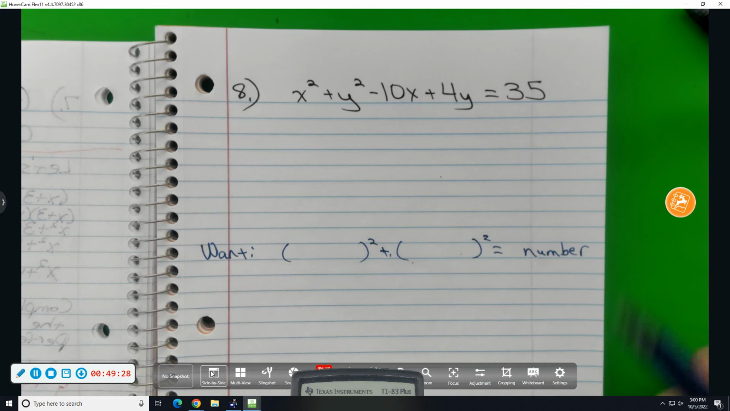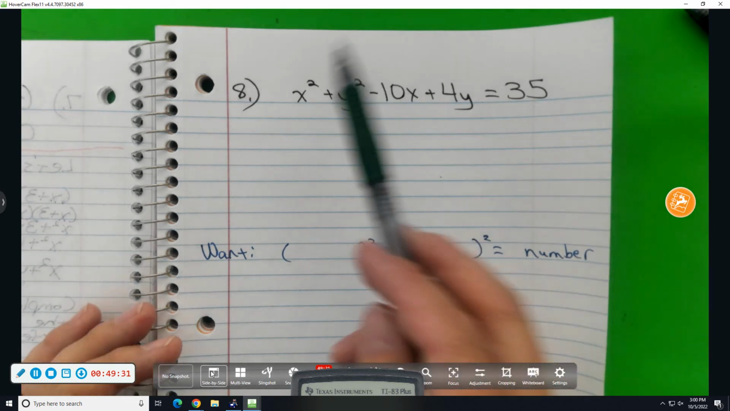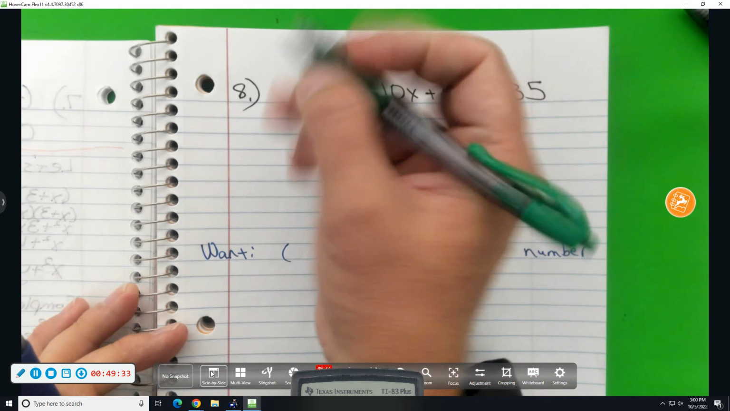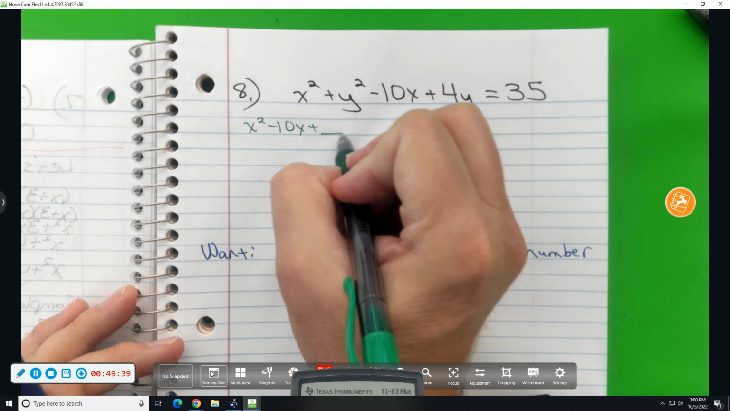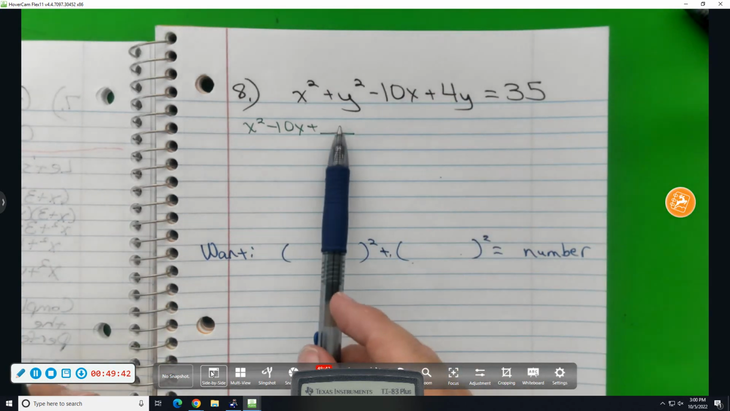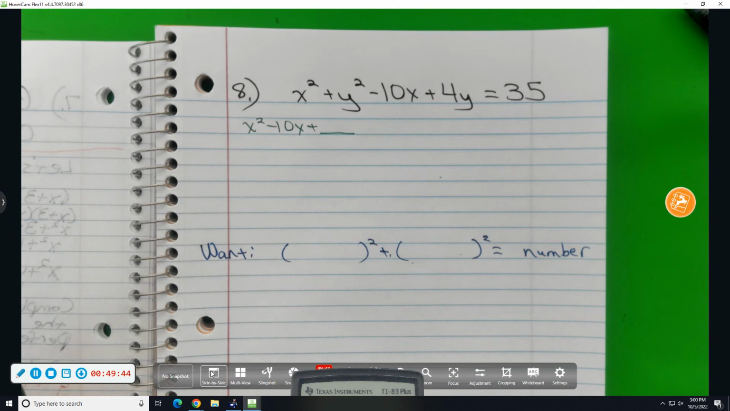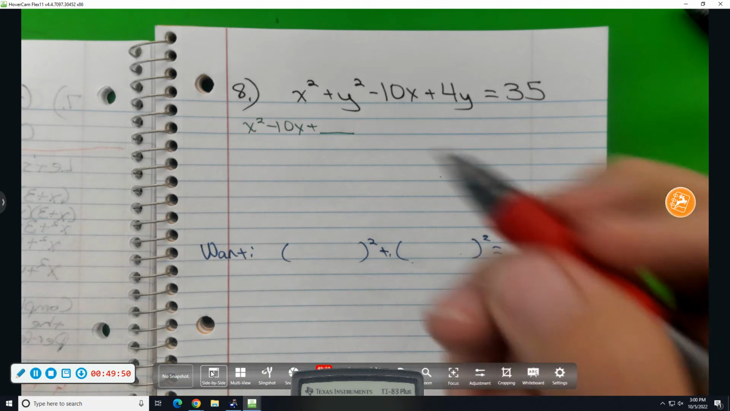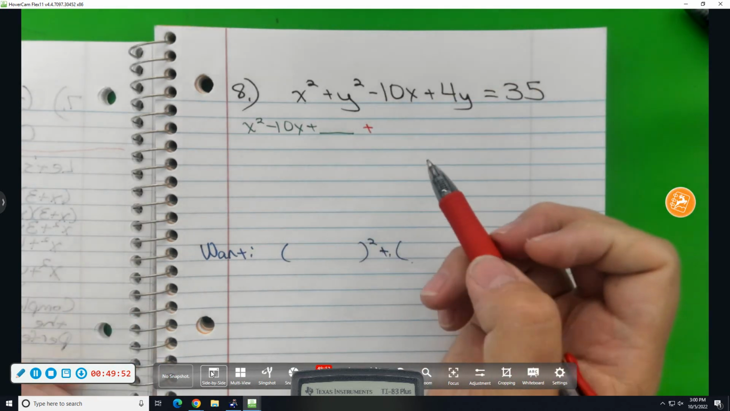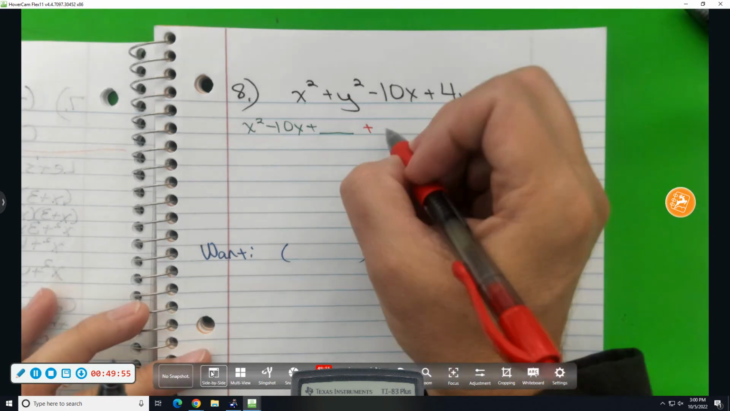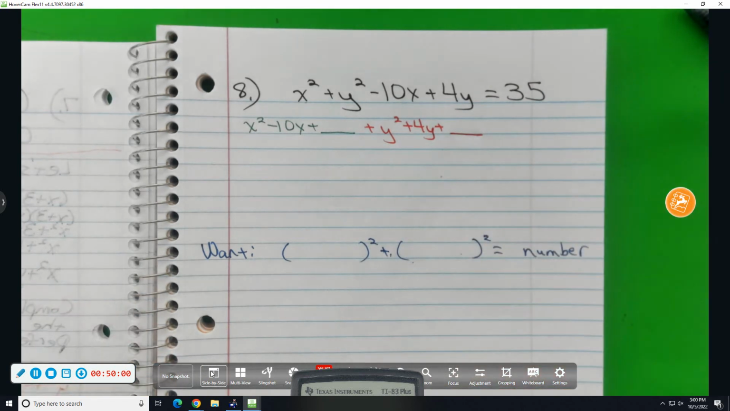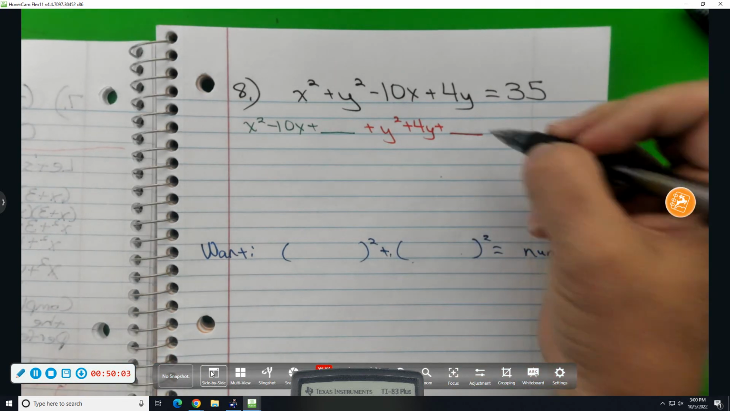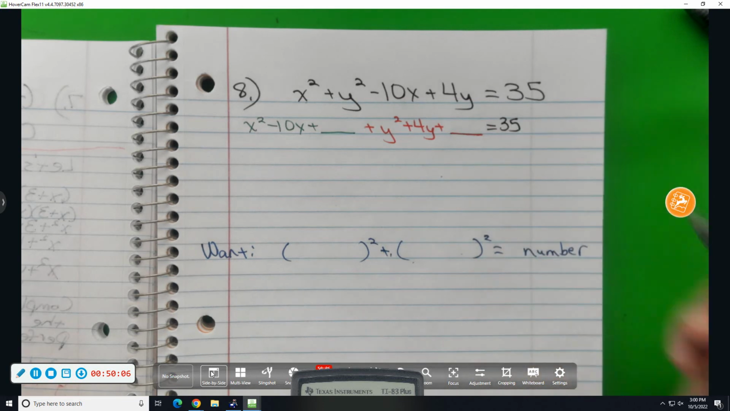So what I'm going to do, I'm going to group the x terms together. X squared minus 10x plus, I'm going to skip some space there. We're going to have to add a number in there to make it a perfect square trinomial, so it'll factor as something squared. Plus, now let's group the y terms together. We have a y squared plus 4y plus, and we have that 35 on the right hand side.